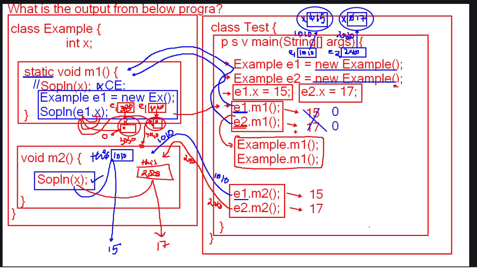When we call it from main method, we must pass object as argument.